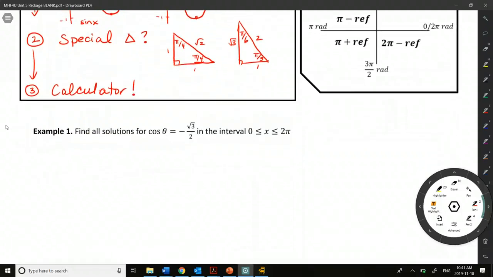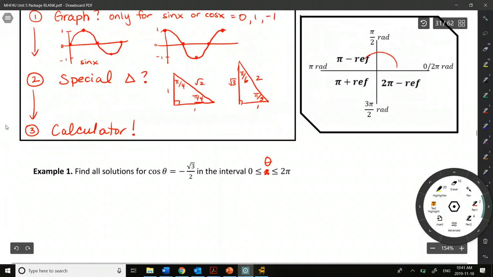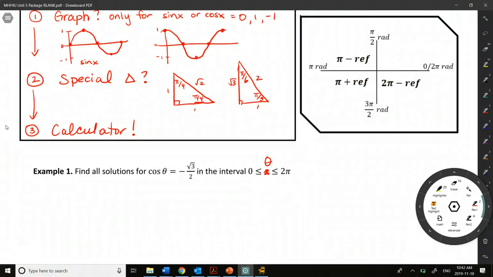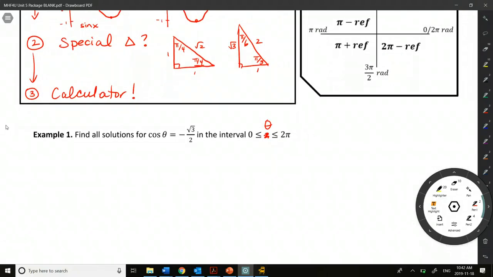Find all solutions for cos theta equals negative root 3 over 2 in the interval where theta is between 0 and 2 pi. Okay, so first rotation around this quadrant grid only. So we're going to go through the decision process.